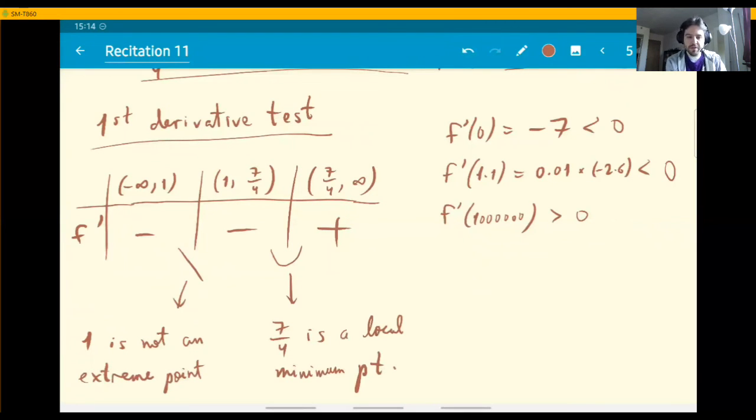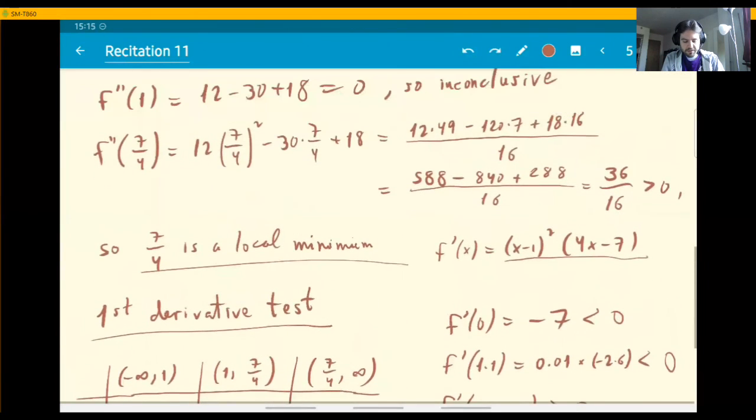That's the first derivative test. This conclusion we already knew from the second, but the second was inconclusive for the first one. Now it is conclusive. Usually the first derivative test will be more conclusive than the second, but the second is easier to apply.